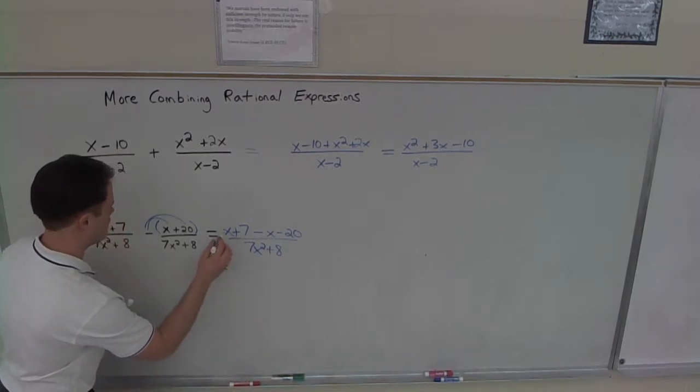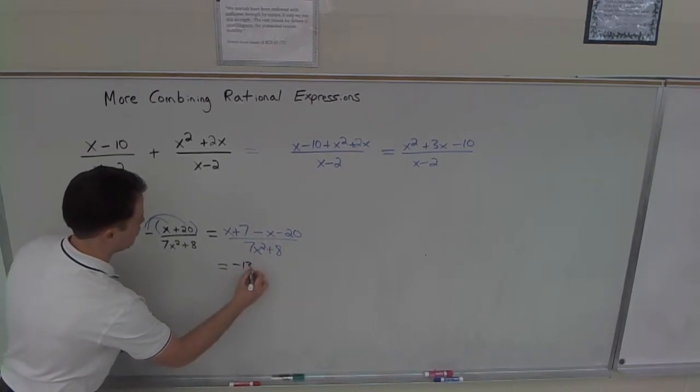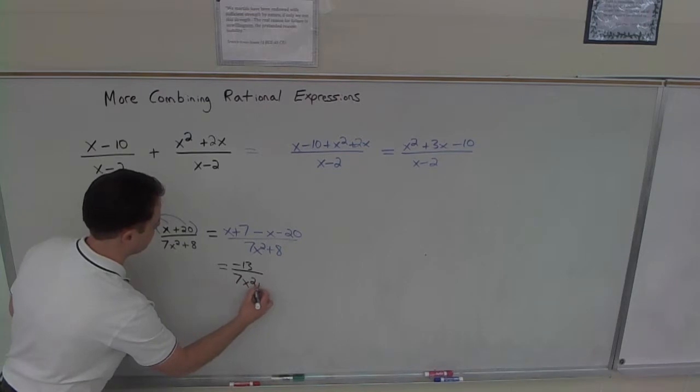So what do we have? X minus x goes away on this one, and we've got 7 minus 20. That's going to be negative 13 over the denominator.